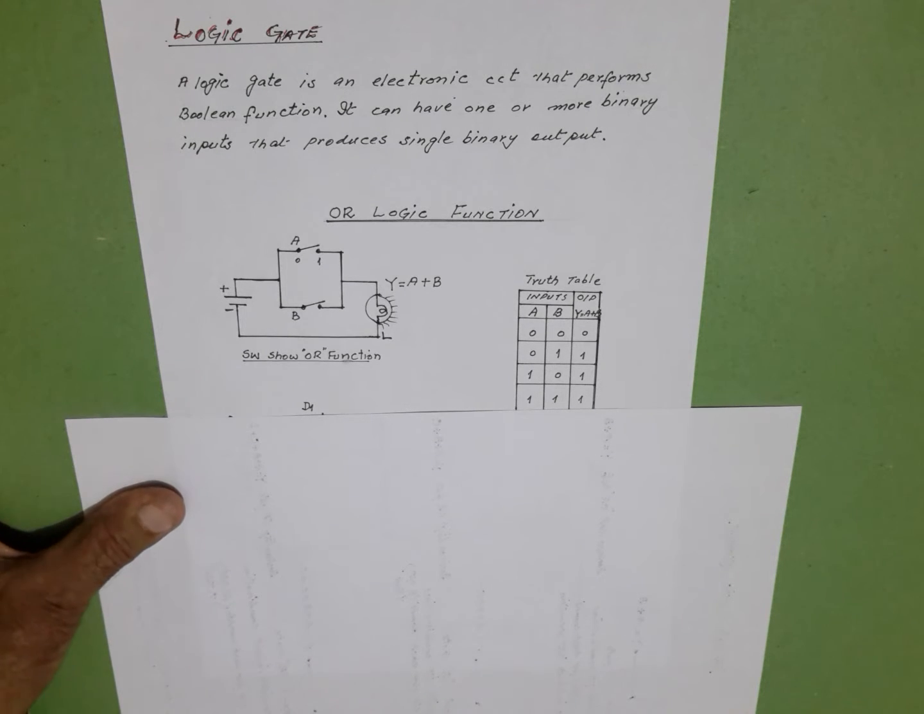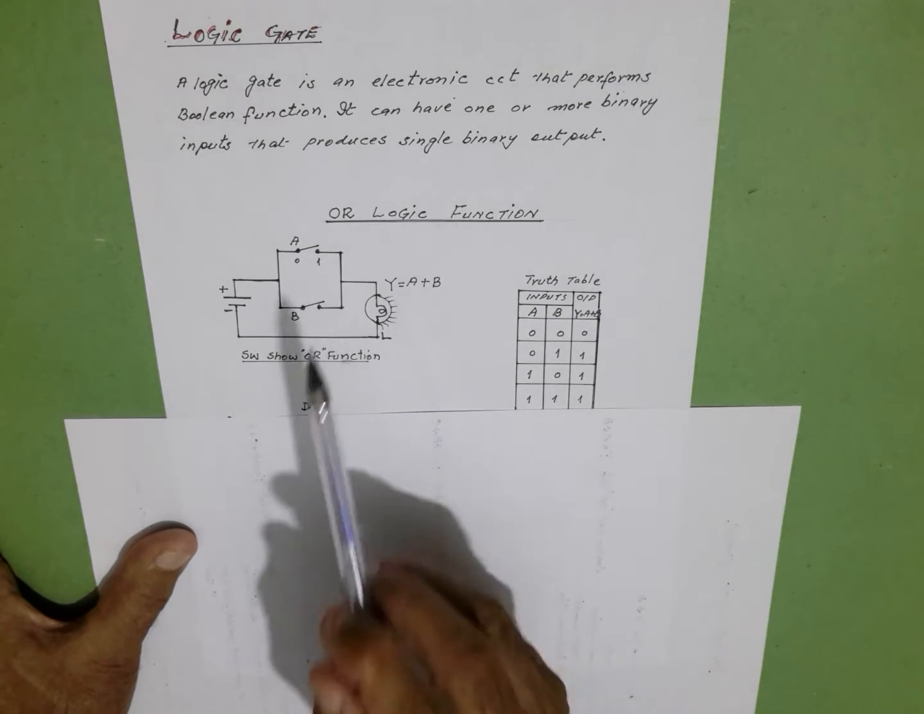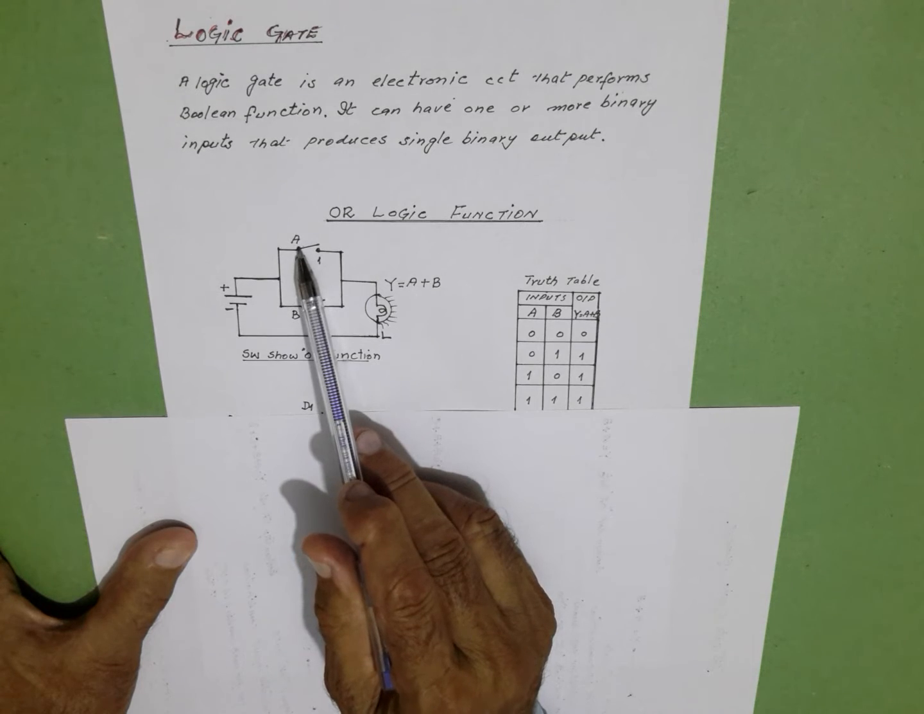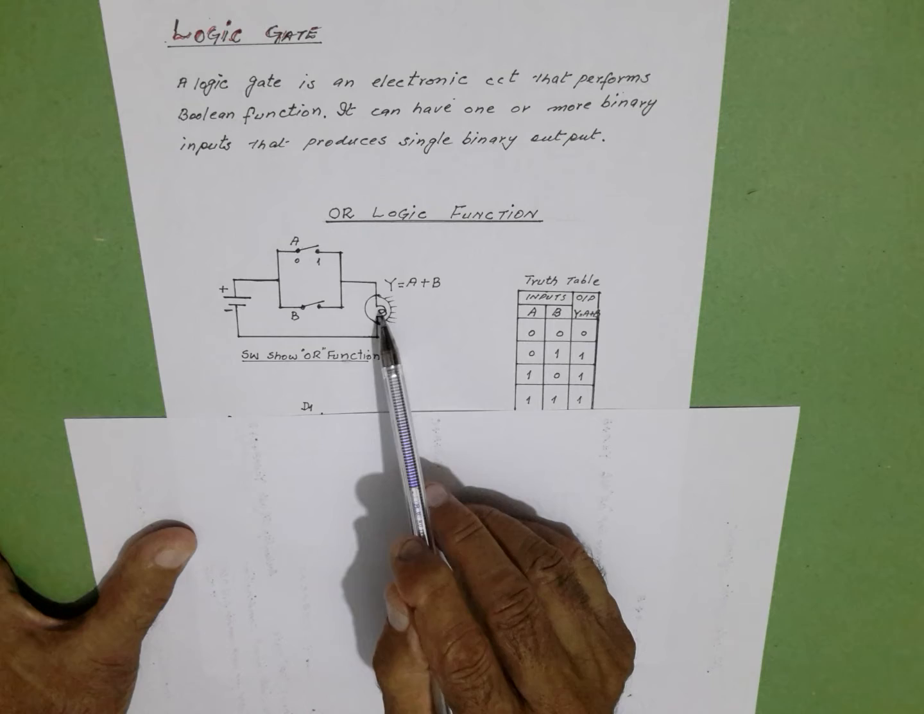Coming to the circuit explanation, we have two switches A and B. They are in parallel but connected in series with the battery and the lamp.